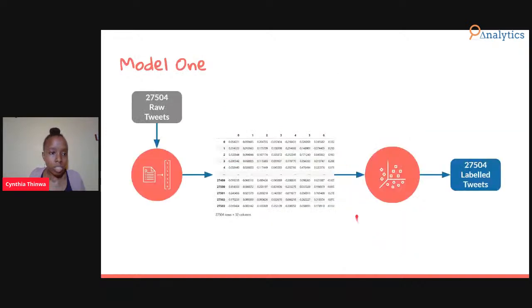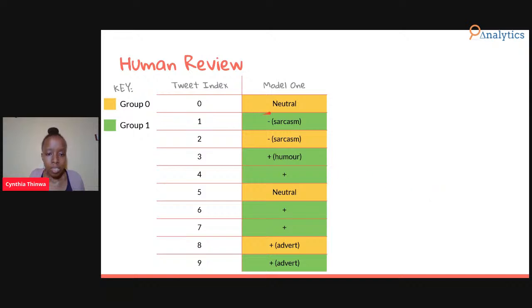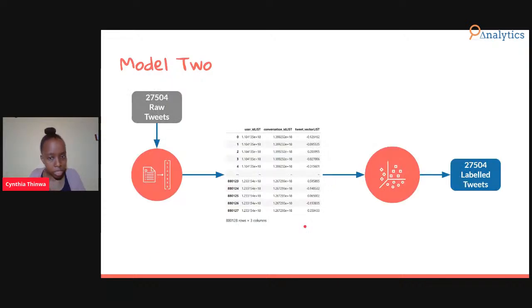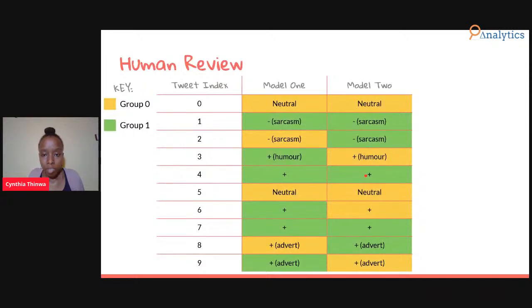So the first experiment we did was to just feed the vectorized model directly to K-means, because K-means is a very good unsupervised algorithm. So what are our results? You'll find that the first group has mostly neutral sentiment, and the second group has mostly positive sentiment. When we run the second model, where we flatten the vector that I just showed you, that table, and make it into a long list, and then attach the user ID feature and the conversation ID feature into K-means, we find that we have different results, but they agree on classifying the first, second, third, and fifth tweets, and for the rest, it comes up with its own classifications.